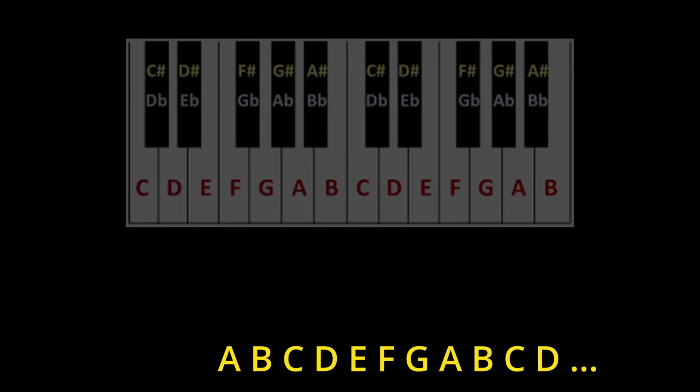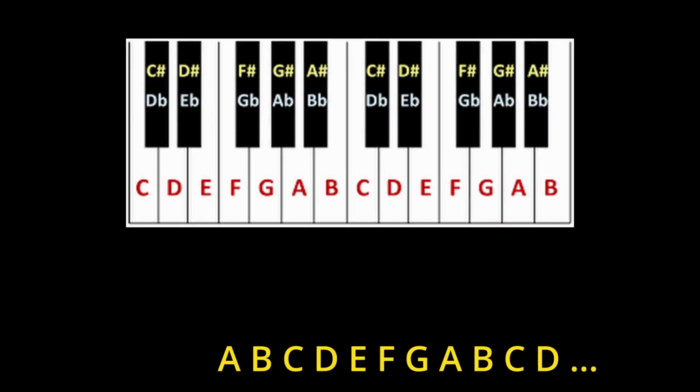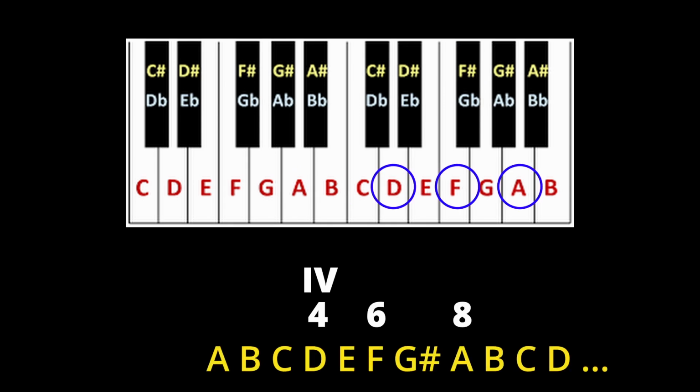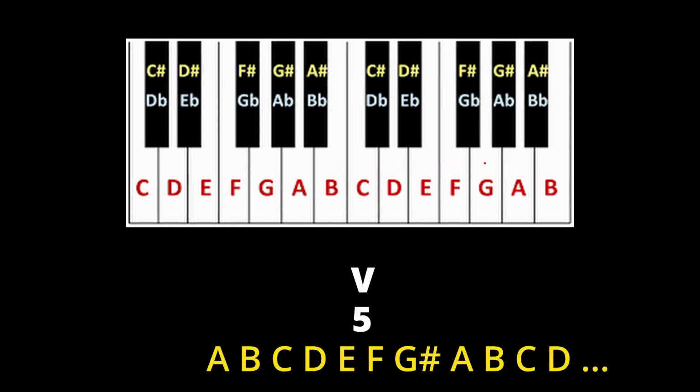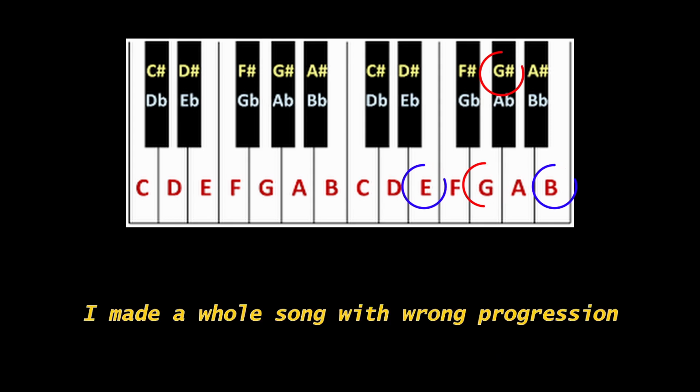For A minor, A, B, C, D, E, F, G, A, B, C. 1 would be A, C, E. 2 would be B, D, F, which is diminished. I recommend F sharp, and 4 being D, F, A. You could add 5 at the end with E, G, B or E, G sharp, B.